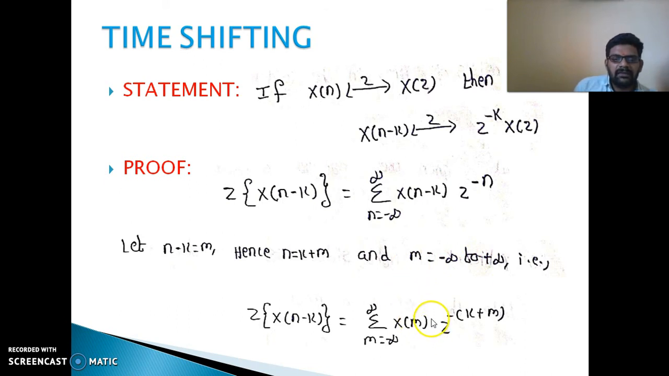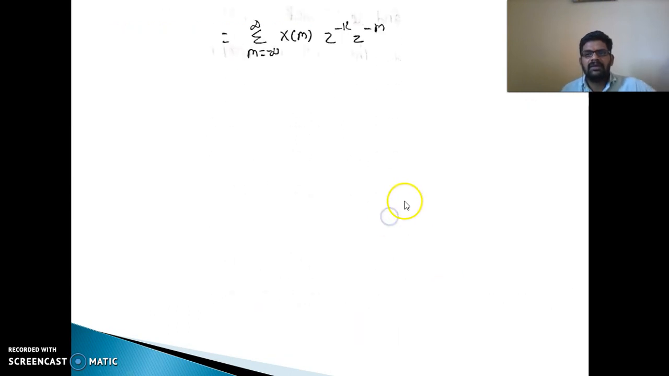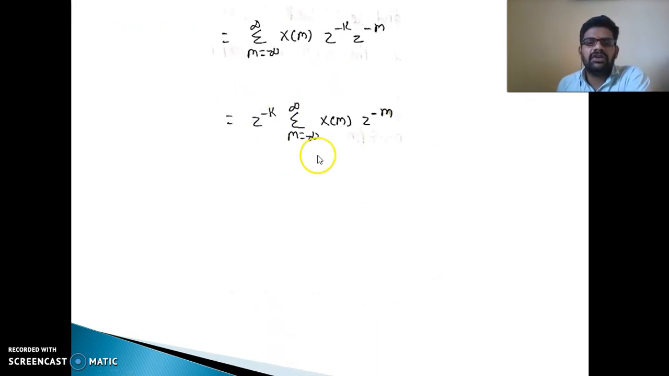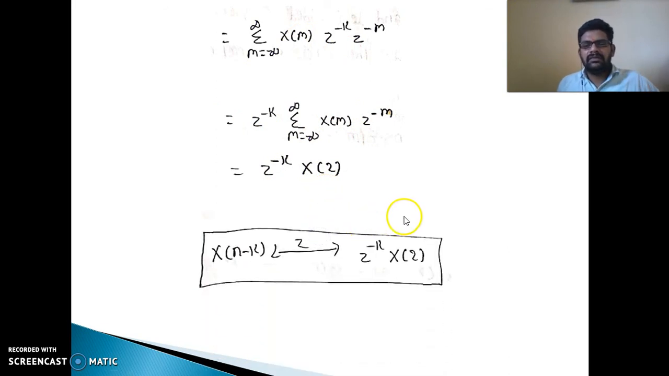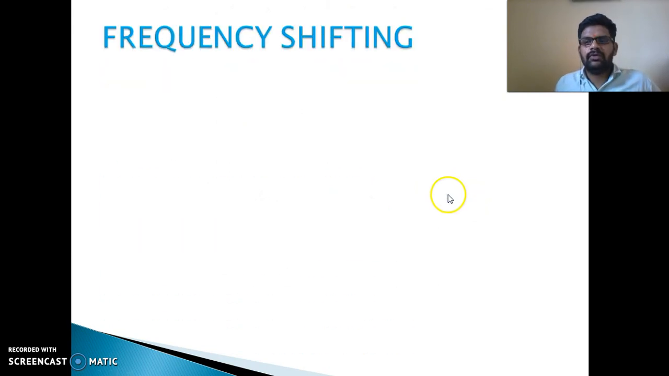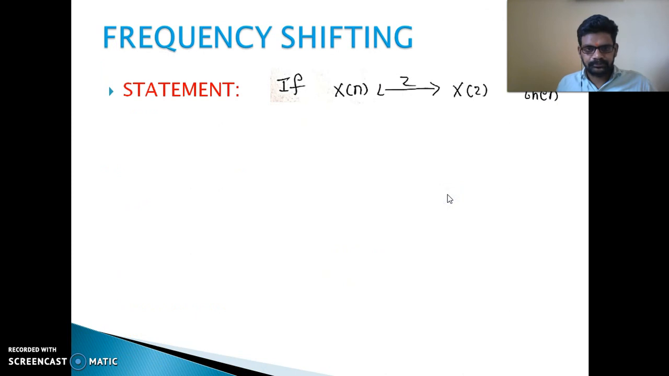Then Z of x(n minus k) is equal to the sum from m equal to minus infinity to plus infinity of x(m) z power minus (k plus m). I can split z power minus (k plus m) into z power minus k and z power minus m, and keep z power minus k outside the summation, then the summation is equal to X(z). So x(n minus k) is a Z transform pair with z power minus k times X(z). Hence it is proved.